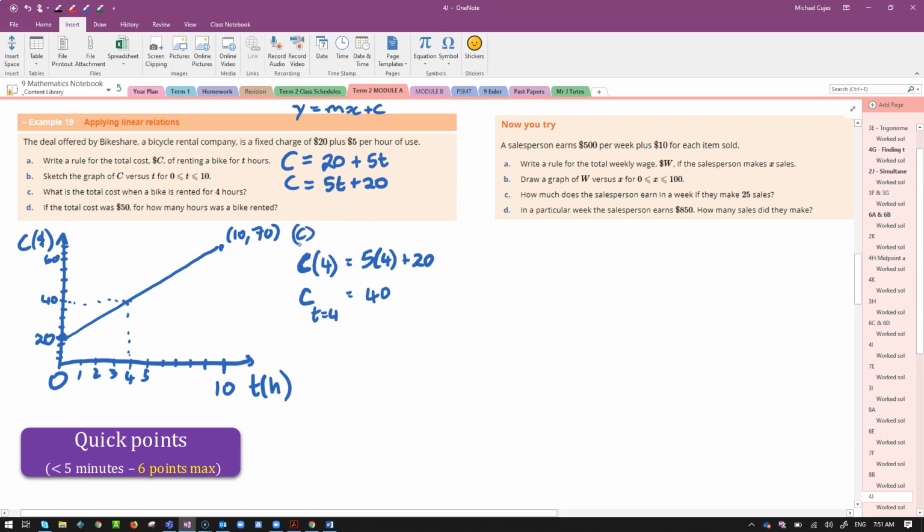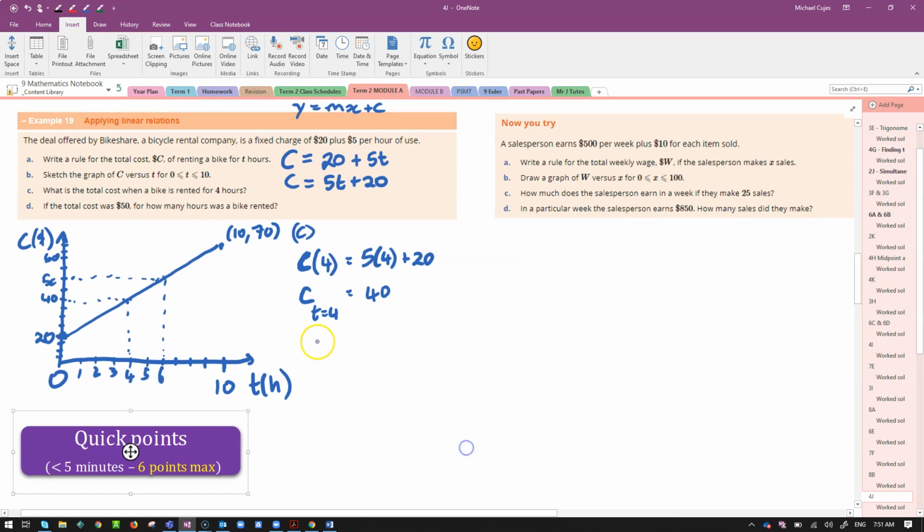If the total cost was $50, how many hours was a bike rented? So I could do this in reverse. I could read from $50 across and then read down. That looks like it's going to be 6 hours. Let's see how that would work if we actually did this using the equation. 50 equals, what do we have?